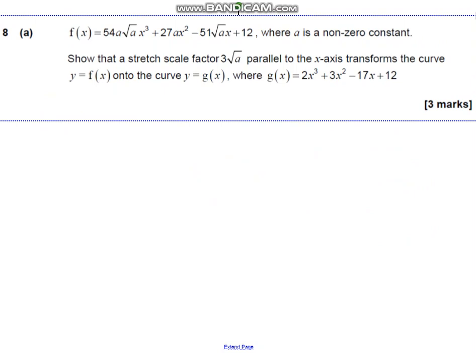Okay, so this one requires a little bit more work, and so because we are stretching with a scale factor 3 root a parallel to the x-axis, it's the same kind of situation. We are going to replace x in f of x with x over 3 root a. Alright, so we're dividing because that's what happens when we're stretching parallel to the x-axis. Now notice you've got to know that just to get anything at all on this question. So this is something that we really do need to make sure we are aware of.